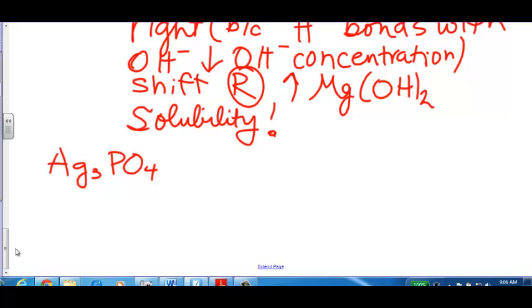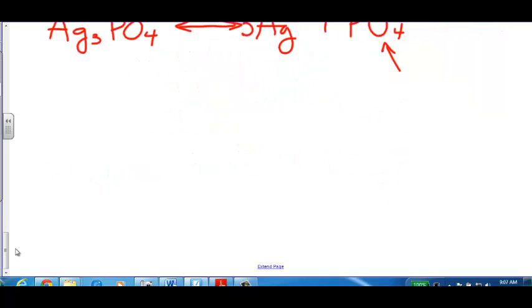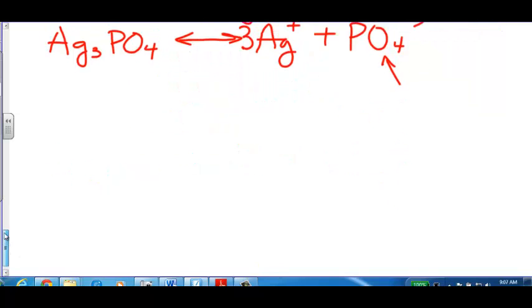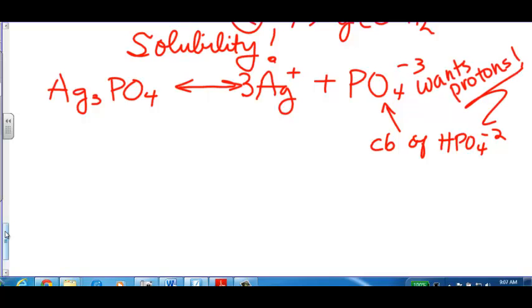As you see, it says silver phosphate solubility is greater in an acidic solution than in pure water. Because if you think of this dissociation, 3Ag plus and PO4 minus 3, PO4 minus 3 is a base, right? This is the conjugate base of HPO4 minus 2. This wants protons. If you're in an acid, it'll gobble up those protons.